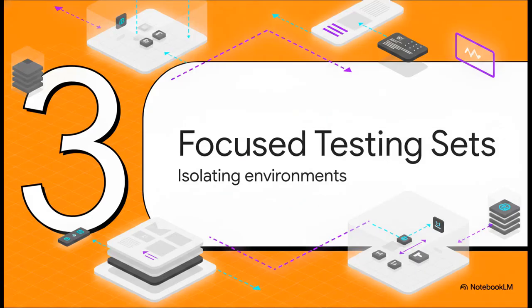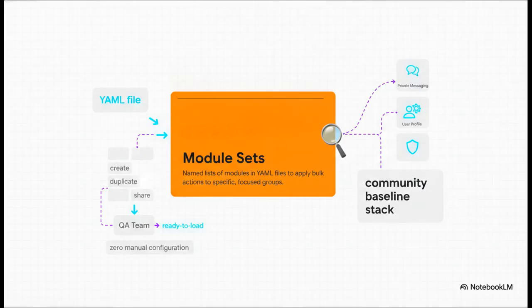Section 3. Focus testing with sets. Isolating environments. Okay, so what exactly are module sets? Basically, they're named lists of modules stored as highly secure YAML files right in your site's private data path. Instead of manually clicking modules on and off every time, you can now create, duplicate, and share these sets. So for example, you could load up a shipped sample set that contains the private messaging, user profile, and protector modules. Bam! You instantly hand your QA team a ready-to-load community baseline stack with literally zero manual configuration required.